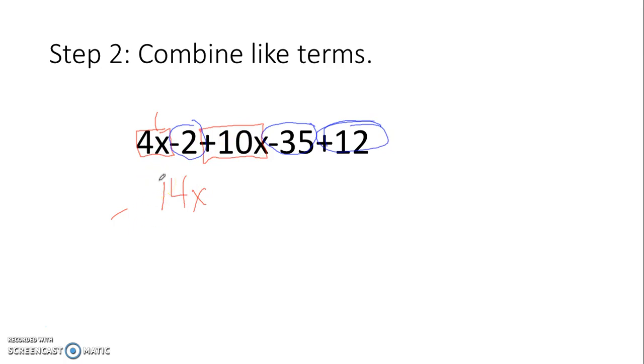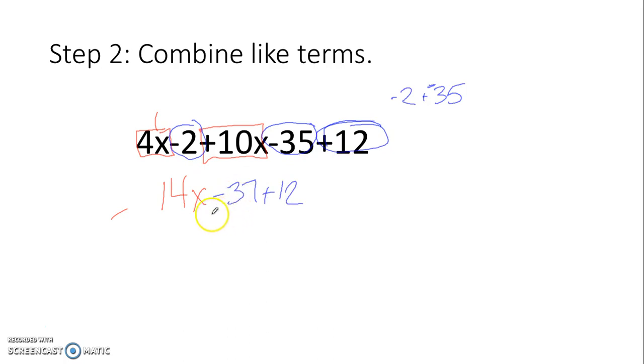That one's pretty self-explanatory. Okay, and now let's take a look at the constants. Now, you might want to do it one at a time, which is a good strategy. So let's take a look one at a time. We have negative 2 minus 35. Now remember, anytime that we're dealing with negatives, we have to do keep, change, opposite. So now we have negative 2 plus negative 35. Well, we know that 2 plus 35 is 37, and since it's a negative plus a negative, it's negative 37. Okay, and then we still have the plus 12.